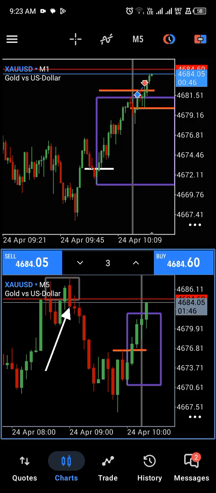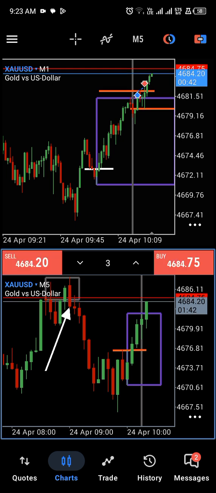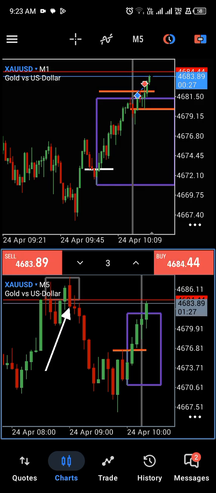Let's see what will happen at this area. I don't like the way the market is pushing to the upside. It is too compressed. It does not have strength. It is too indecisive. But yet, I haven't seen the sign of sellers. I'm not seeing the sign of sellers.